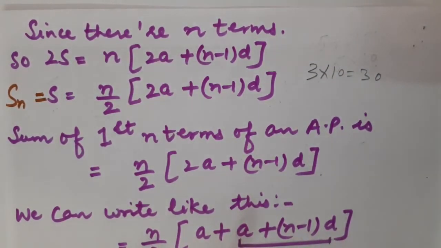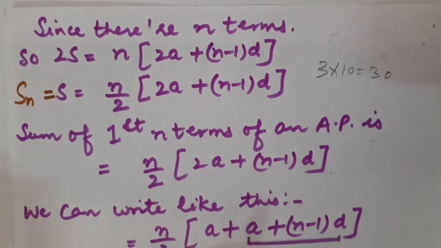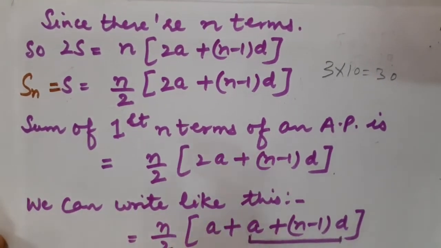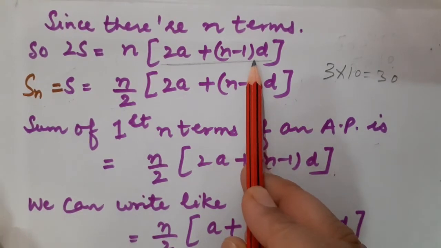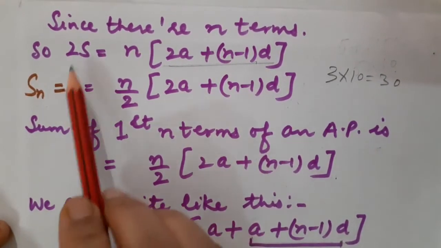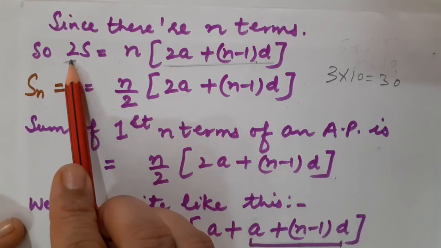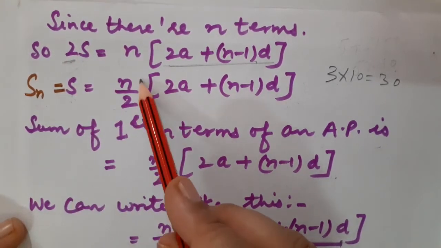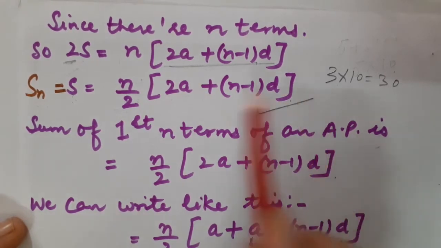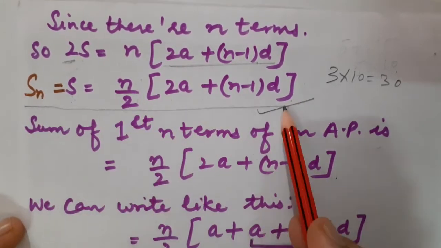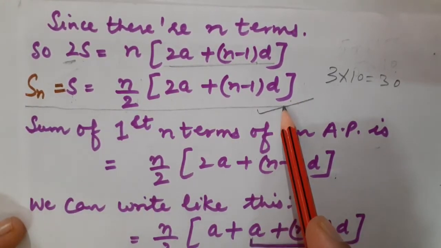As I am going to get 2A plus n minus 1 into D, n number of times, how will I add them? Definitely n will be multiplied by 2A plus n minus 1 into D. Correct? So what is S? S is equal to, this 2 is multiplying, so it will be divided. It would become n by 2 into 2A plus n minus 1 into D. So this is the formula to calculate the sum of first n terms of an AP.